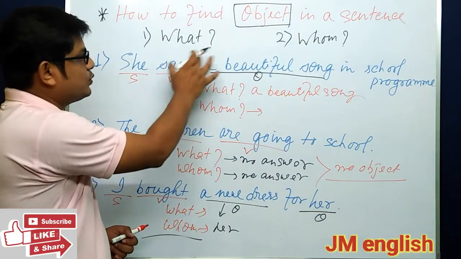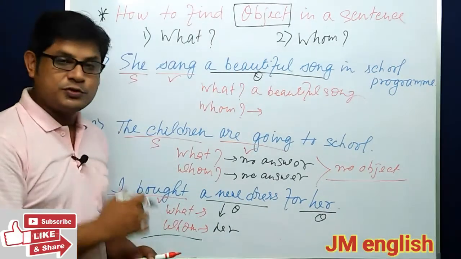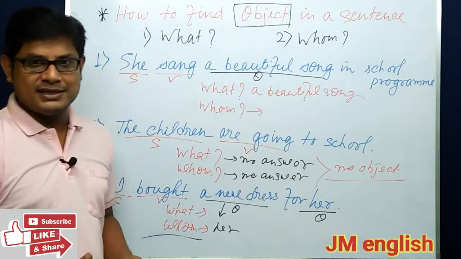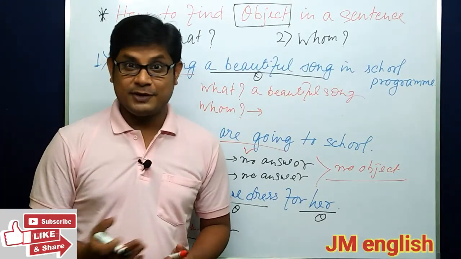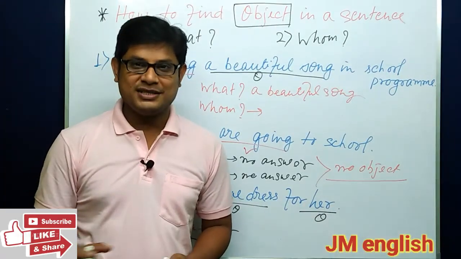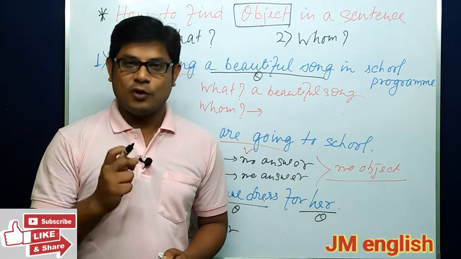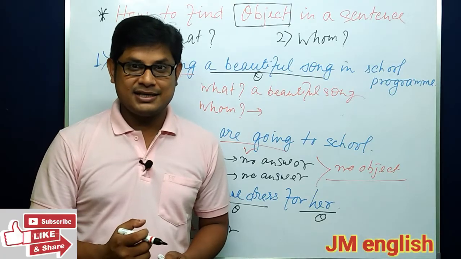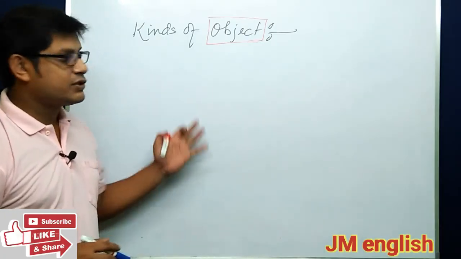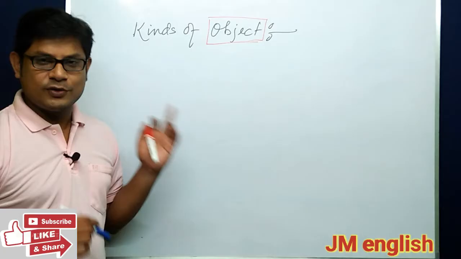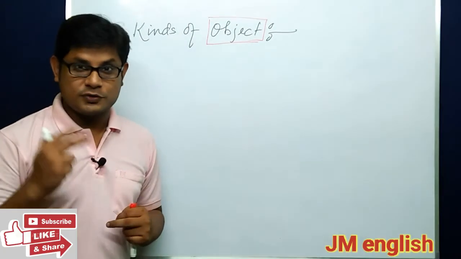Just remember these two WH words that you can use to ask the question, and if you find an answer, then this is an object. If you cannot find one, there is no object for that sentence. Okay, so now let's see the kinds of objects that you can take. Now let's see the kinds of object. Okay, see, object has two forms or two kinds.